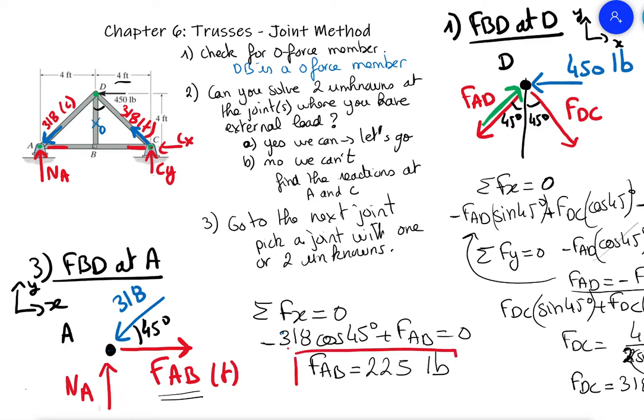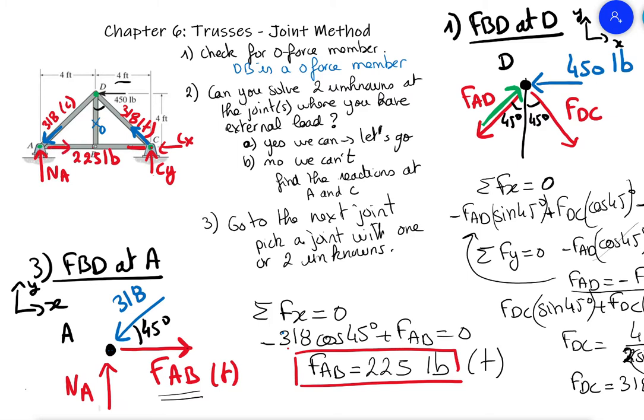It's tension, because it's plus, so it's in the direction that we guessed. We guessed that it was going to the right, and going to the right means tension because it's pulling together. So now we can write on our diagram that this one is 225 pounds. Okay, we found this one.